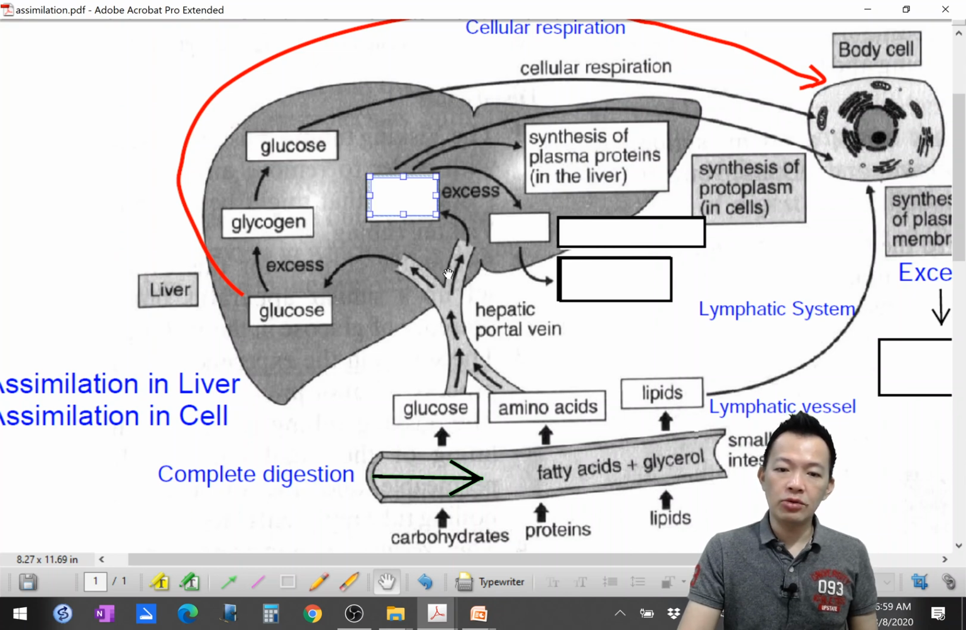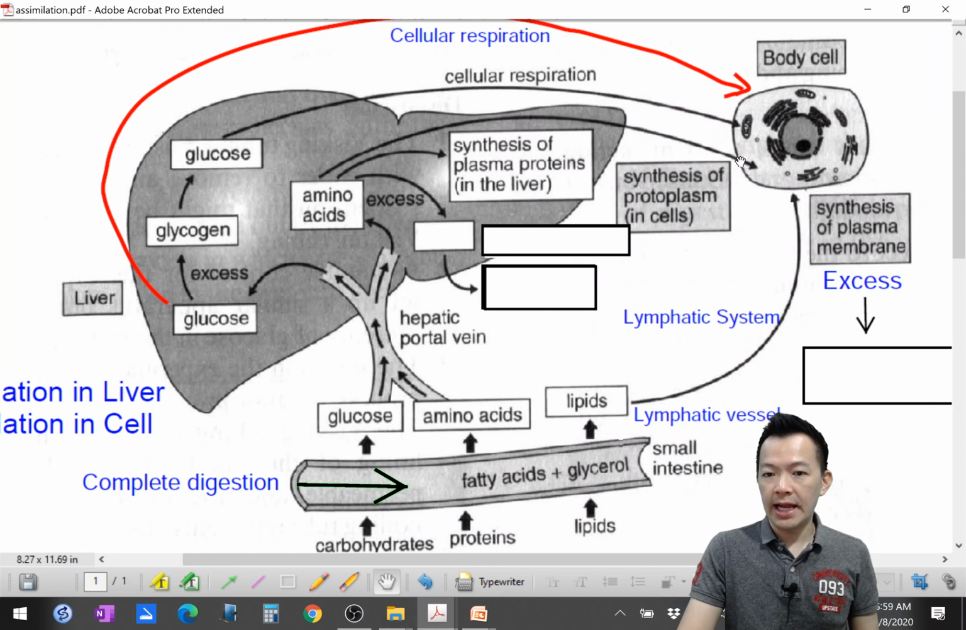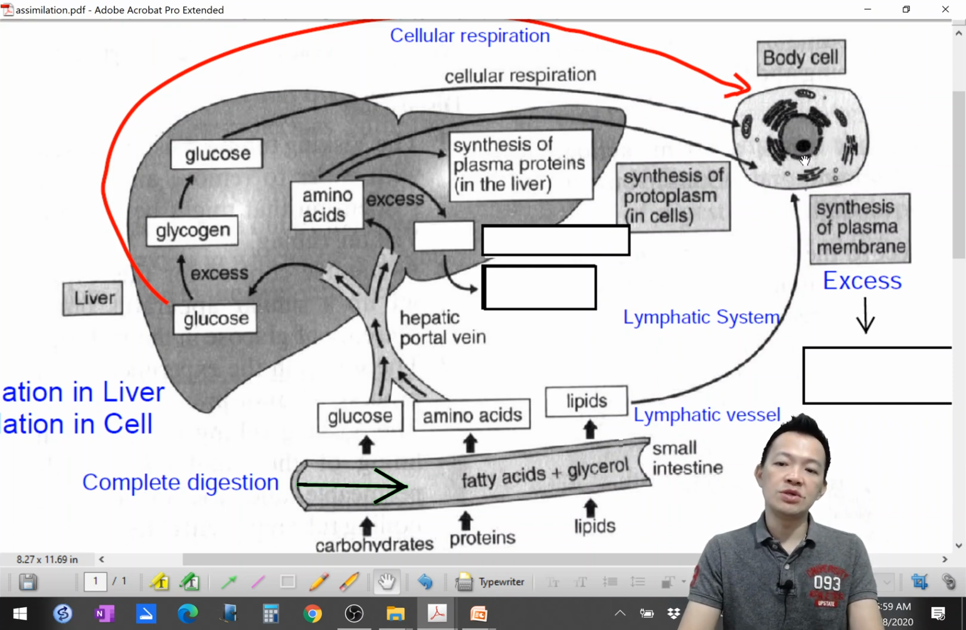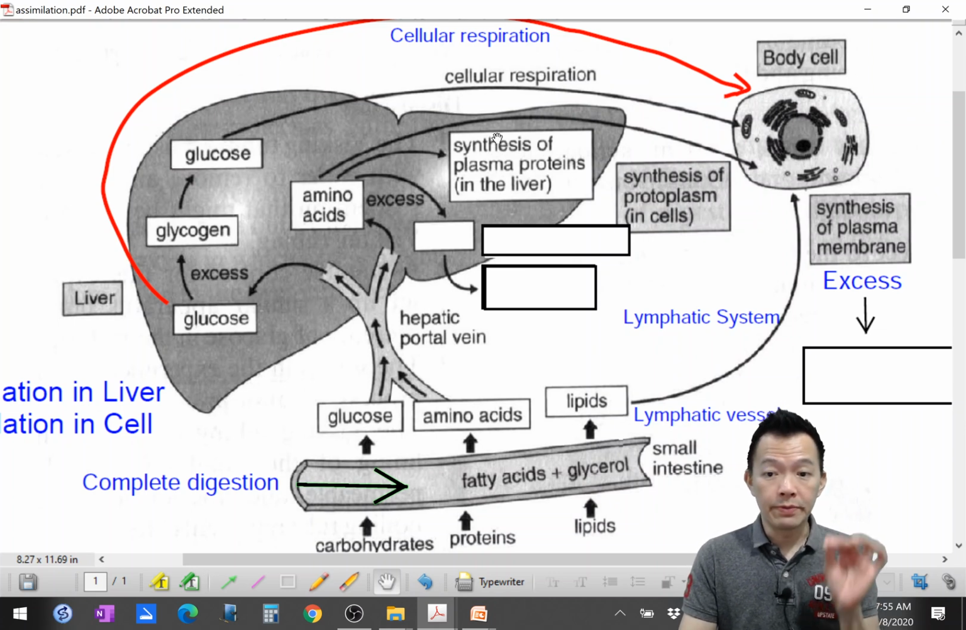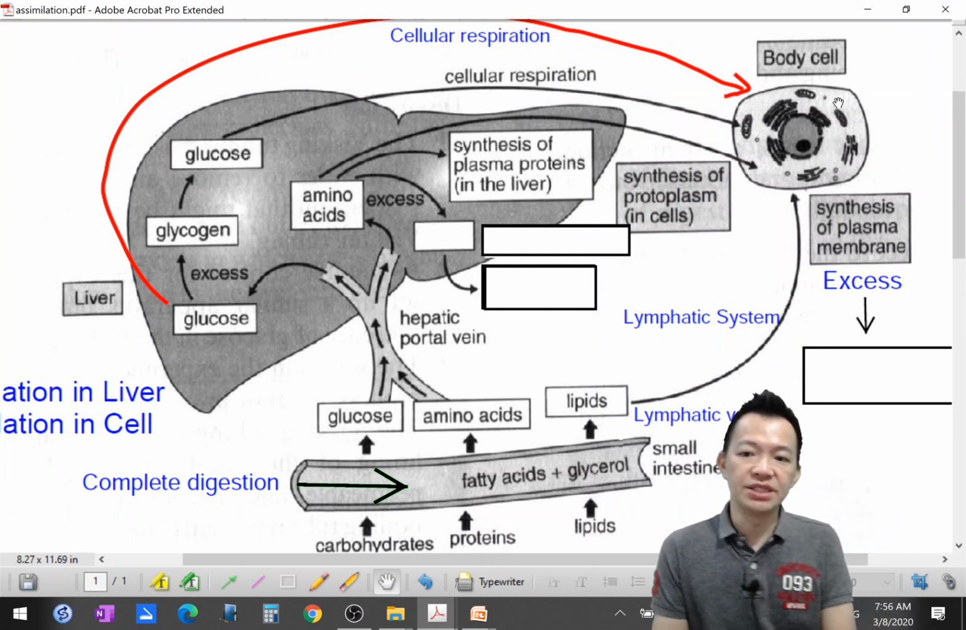How about protein? Protein finally will become the simplest amino acid. Some amino acid will be directly sent to our cells for the cell to build the nucleus, to make the cytoplasm, or to synthesize the protoplasm in the cell. 制造细胞里面的东西. Protoplasm means nucleus and cytoplasm. This is again assimilation in the cell, 细胞里面的 assimilation. So when the protein is sent to the cell to build the protoplasm, that means cytoplasm and nucleus, this is what we call assimilation in the cell.